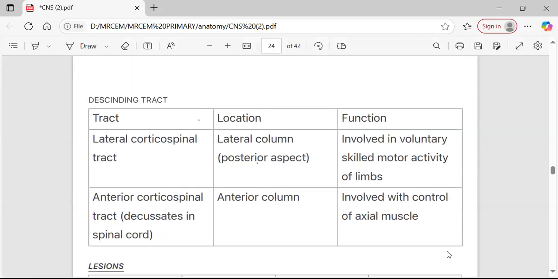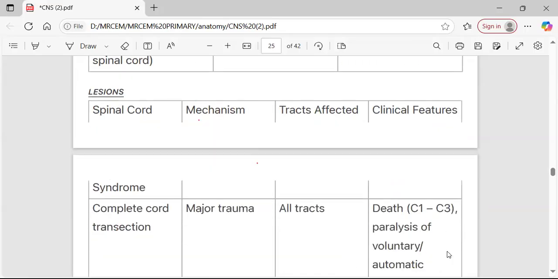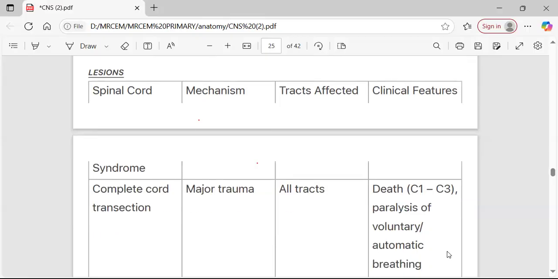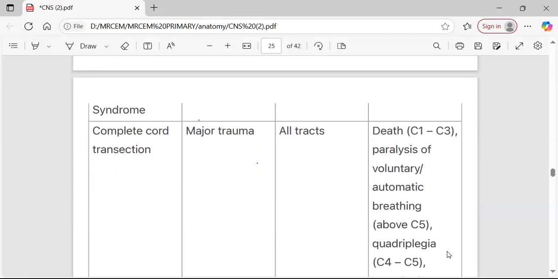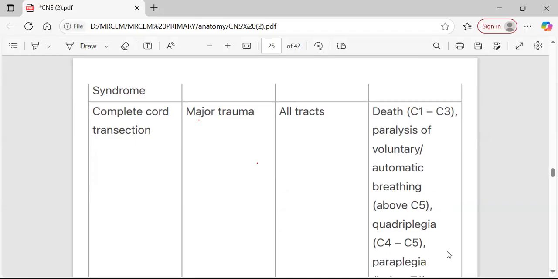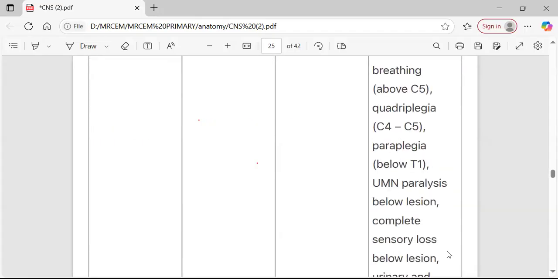In the exam, they will not ask about the tract directly. They will give a clinical question: a patient has presented with major trauma, and all of the tracts are involved, complete cord transection. If it is at the level of C1 to C3, they will assess voluntary and autonomous breathing. If above C5, quadriplegia. At the level of C4, C5, trauma can lead to quadriplegia, and that's also an OSCE question in future when we go for the OSCE. So that's the communication skill question.